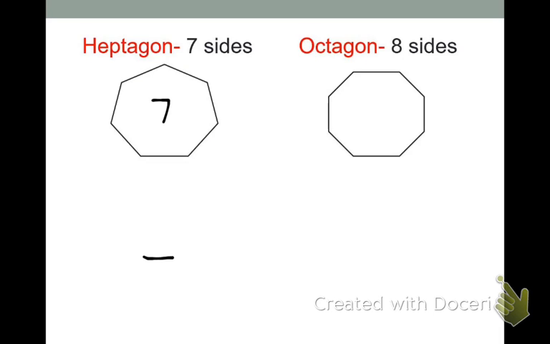It could be 1, 2, 3, 4, 5, 6, 7. If you saw that arrow, it has 7 sides, so that is also a heptagon. Last one is an octagon, okay?